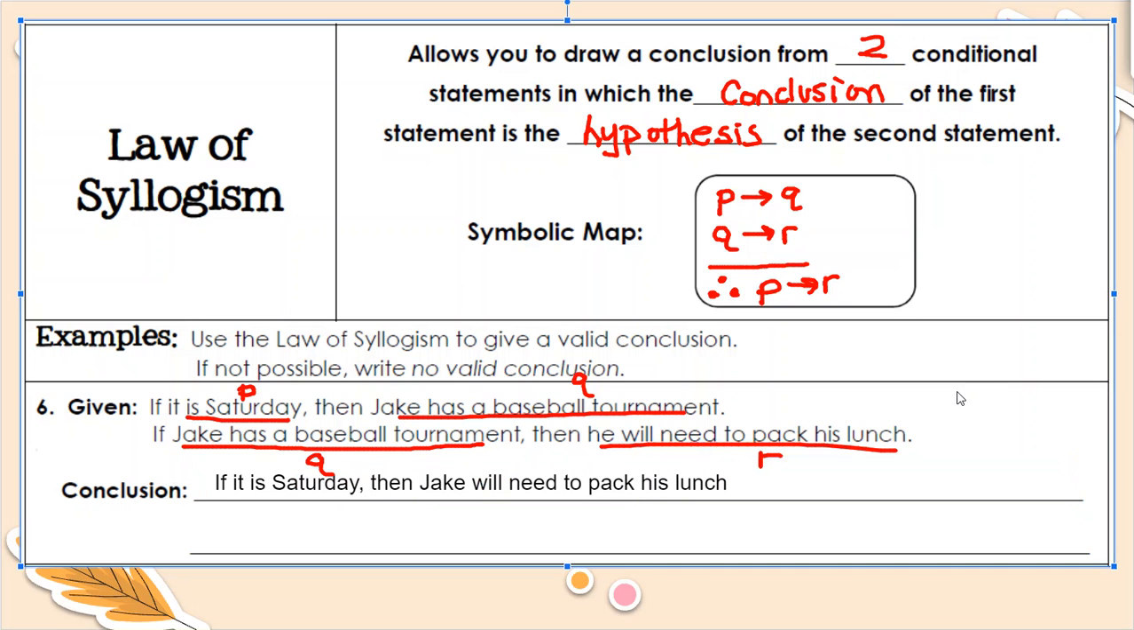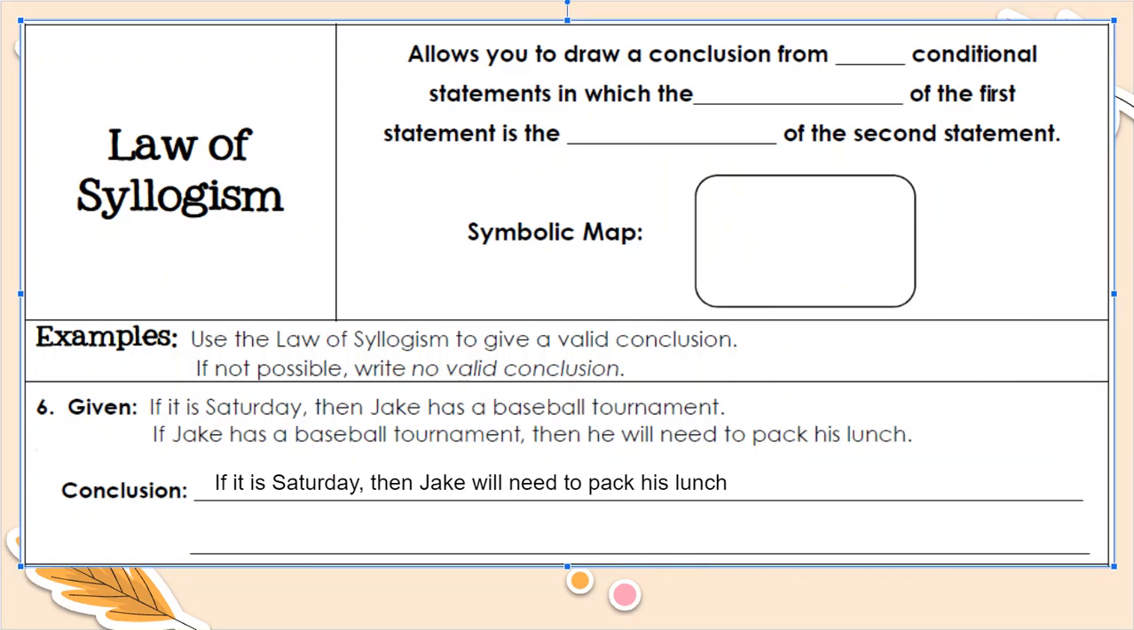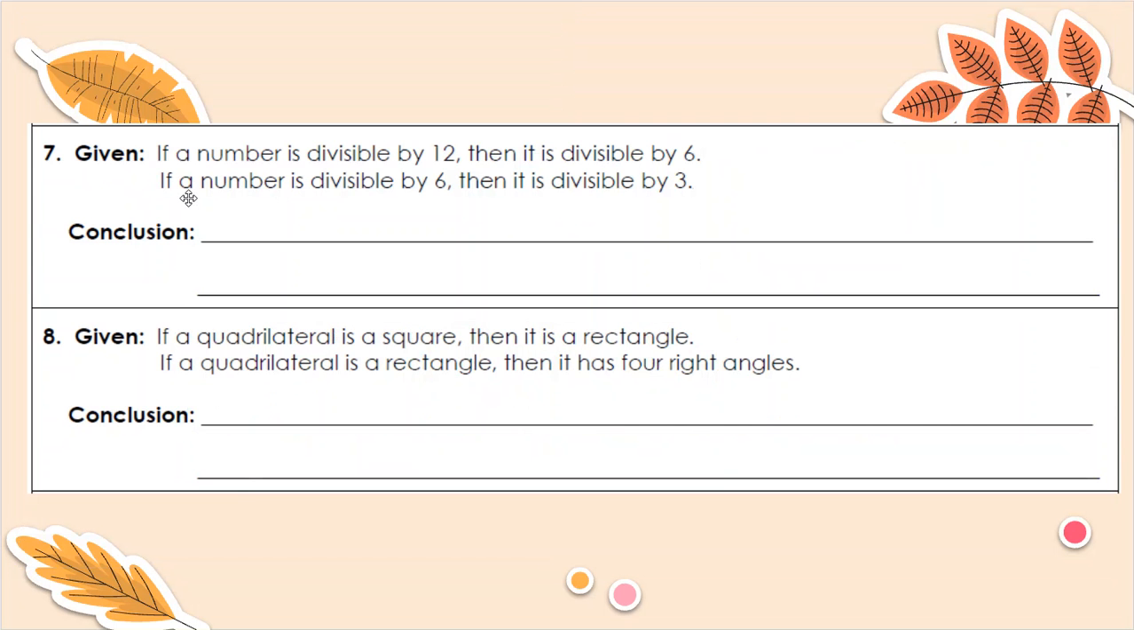Okay, let's try another one. All right, so for this one, we have if a number is divisible by 12, then it's divisible by 6. So if P, then Q, divisible by 6. If a number is divisible by 6, so same as our Q, then it's divisible by 3, a new statement, an R. We do have if P, then Q, and Q does repeat as the hypothesis here.